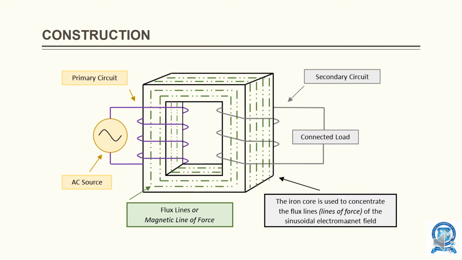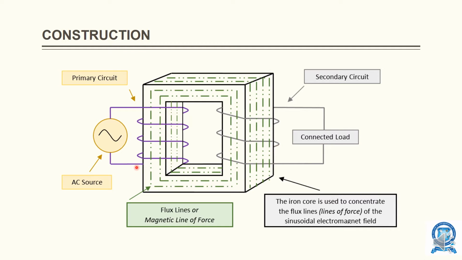Here you can see the core of the transformer. This is what we call the core of the transformer. We have two windings, one is primary and another one is secondary. The primary is connected to the source and the secondary is connected to the load. Usually it may be a step up or step down. So any one of the windings will be a high voltage and another one will be a low voltage winding. So here this one is taken as the primary winding and the other one as the secondary winding.